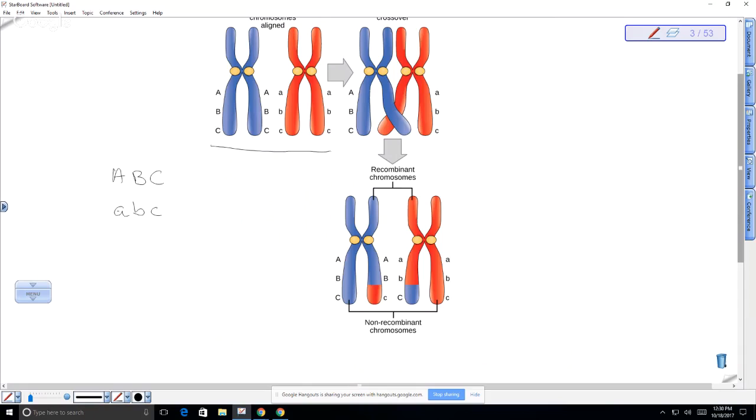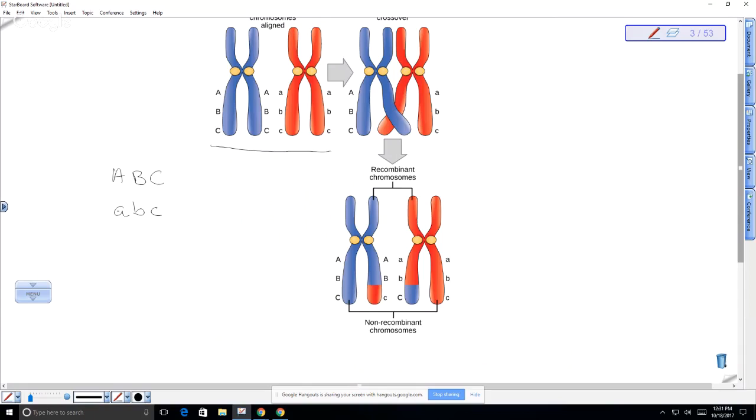Now, the X and the Y do not cross over. That's kind of interesting because they are not homologous, right? They have different genes, and if they swapped genes, it would be really bad, right? Because we would not know what we were inheriting the next time we produce gametes, okay?